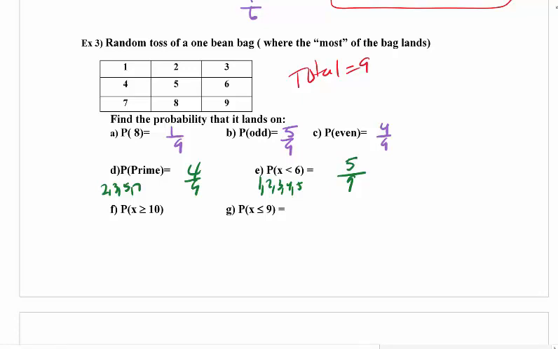The probability that x is greater than or equal to 10. There is nothing on here that's 10 or bigger. So probability of that is 0. G, probability that I land on something that is less than or equal to 9. Less than or equal to 9 is every single thing on the board, which is 9/9, which is 1. The two extreme cases: if it cannot happen, it's 0. If it has to happen, it's 1.